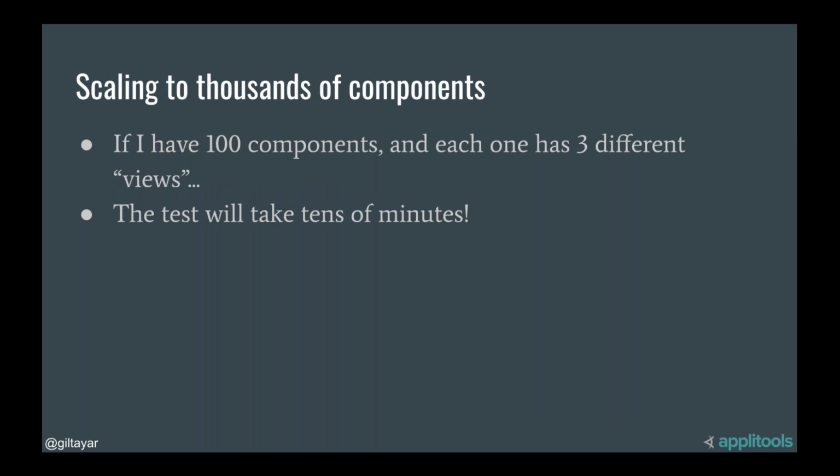Performance. How do we scale this? I mean, I have 5 components, I have 10 components, I have 20 components. I'm good. Whatever the performance is, it'll be okay. But what if I have hundreds of components? What if I have hundreds of components and each has 3 or 4 or 5 different views? We've seen storybooks with 1,000, 1,500 components. We've seen storybooks with 3,000. That was extreme, but definitely it's there.